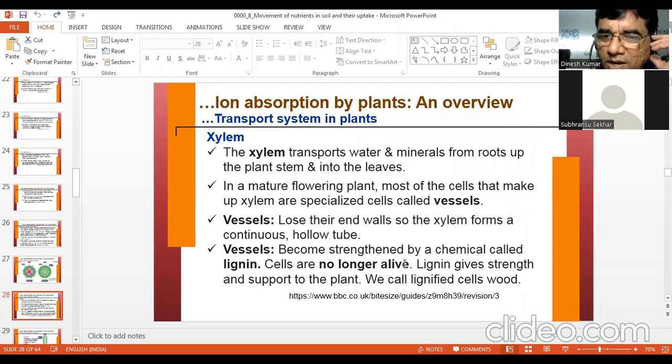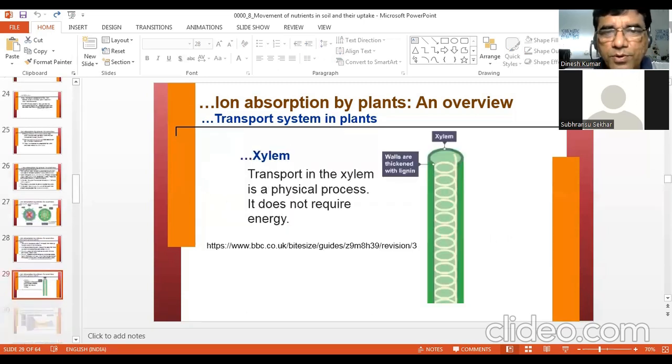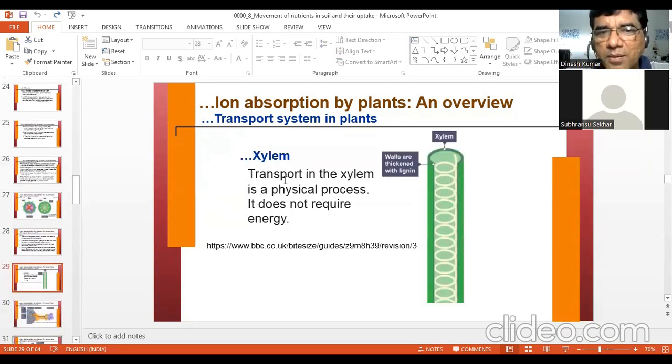Cells are no longer alive, these xylem cells or vessels. Lignin gives strength and support to the plant. So this xylem is very, very important. It has lignin, which gives support and strength to the plant. And we call lignified cells wood in some woody plants. So you can see the structure of the xylem.